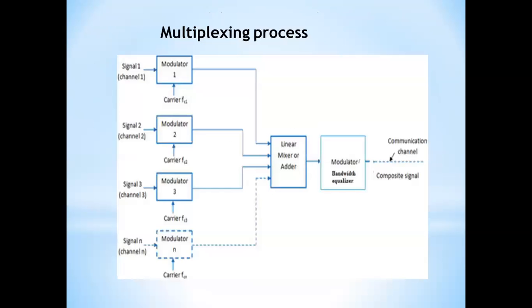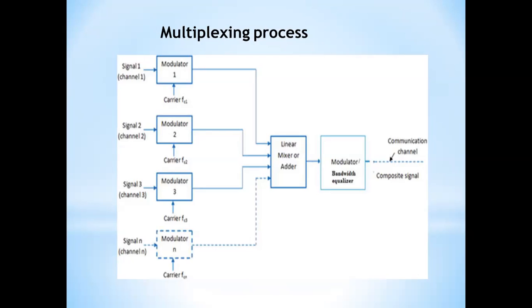Now we will see the multiplexing process of FDM, that is the FDM transmitter. The figure shows the block diagram of the FDM transmitter. The signals which are to be multiplexed each modulate a separate carrier. The types of modulation can be AM, SSB, FM or PM. The modulated signals are then added together to form a composite signal which is transmitted over a single channel. The operation of the FDM transmitter is as follows. First, each signal modulates a separate carrier. The modulator output will contain the sidebands of the corresponding signal. The modulator outputs are added together in a linear mixer or adder.